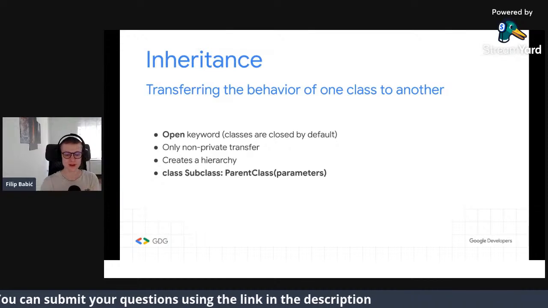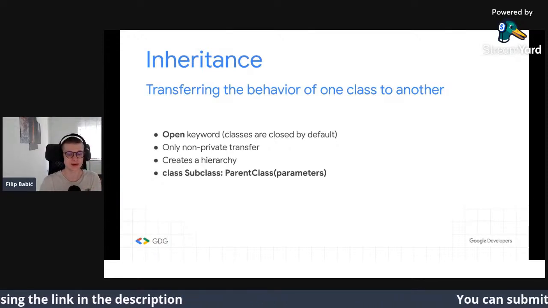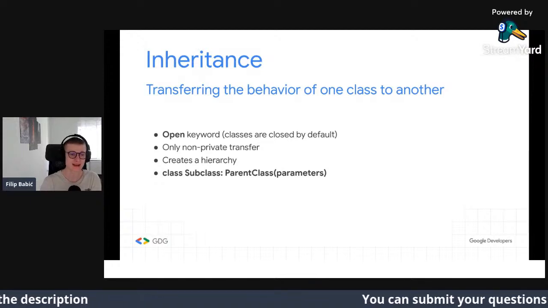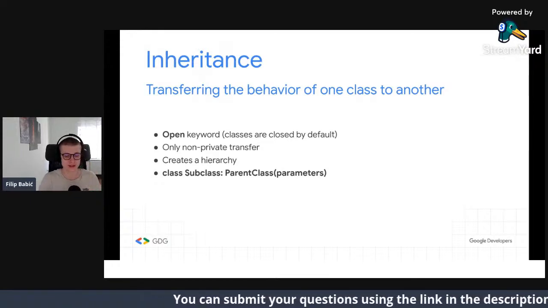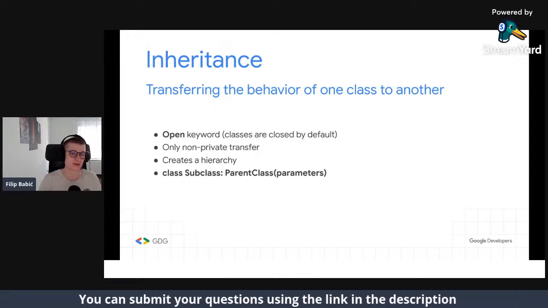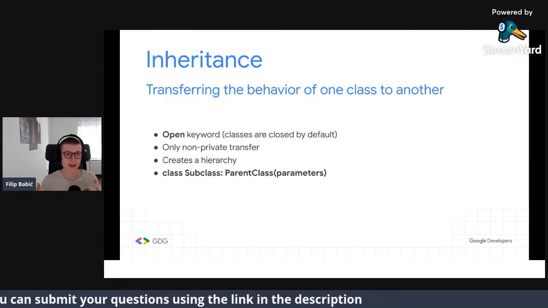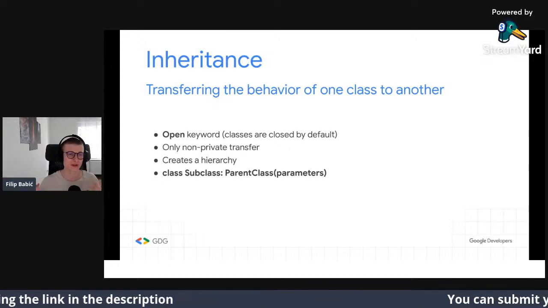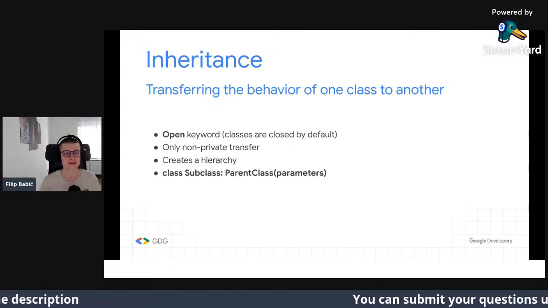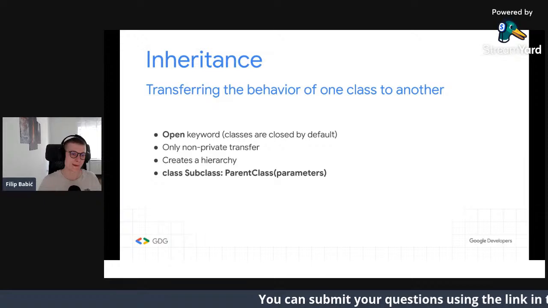The things that you can inherit from the parent class are only the things that are non-private. So you can't really inherit private behavior. You can inherit protected, internal, and public behavior. Inheritance creates this hierarchy where you know what the parent is, and you know if the parent or the current class has any subclasses. The syntax for inheritance is this.